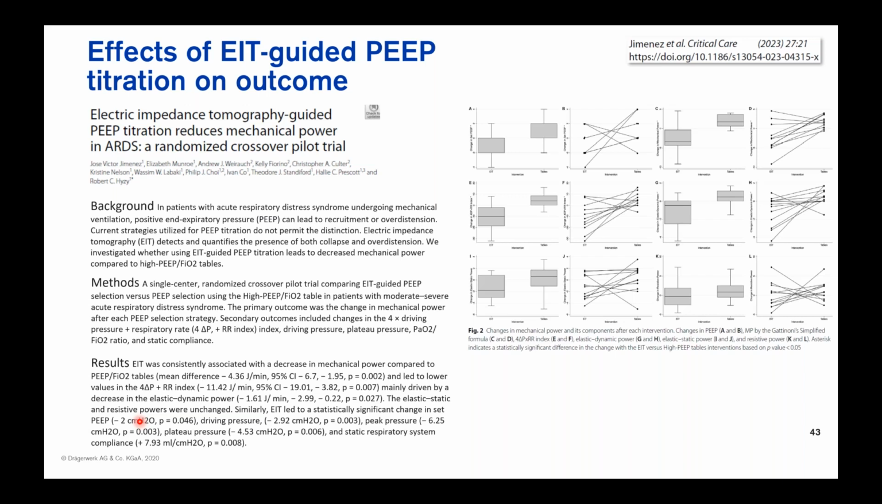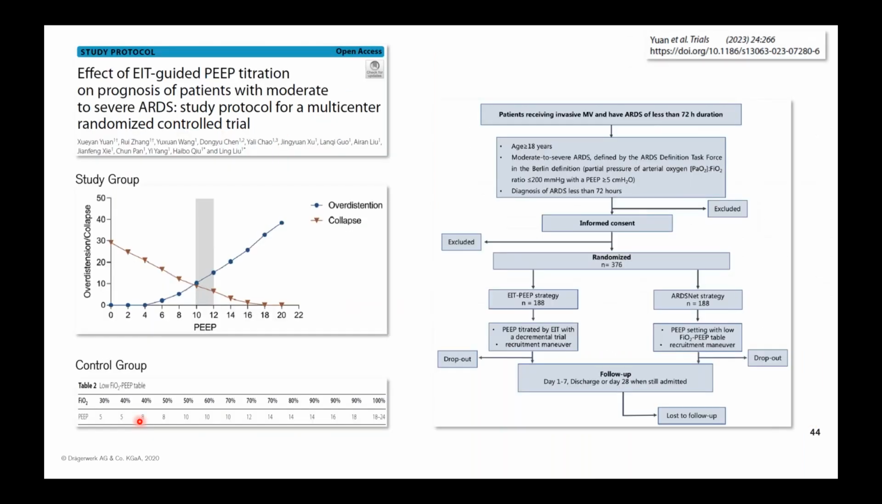Also very promising results. And currently, I should say that the most promising study might be the one that is currently conducted in China, where the study protocol has just been published recently, however, not the results yet. In this study, again, as a control group, the low FiO2 PEEP table will be used. They will apply a recruitment maneuver in order to make the study group and the control group more comparable. And this is actually a study where close to 400 patients will be included and recruited. So we are very curious to see the results.